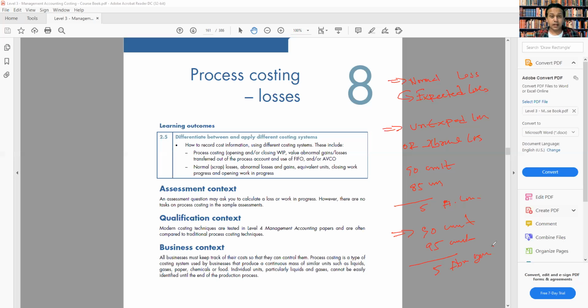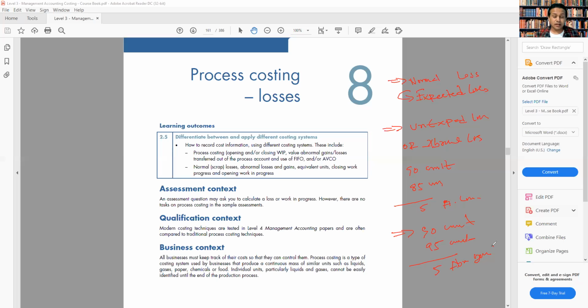So three things we have learned: normal loss, that is expected loss; abnormal loss, that is basically the loss is more than expected; abnormal gain, that is basically less than my expected loss. For example, if my loss was supposed to be 10 but the loss was actually 8, so if my loss is less than the expected, the difference is the gain, that is called abnormal gain. Three things: normal loss, abnormal loss, and abnormal gain.